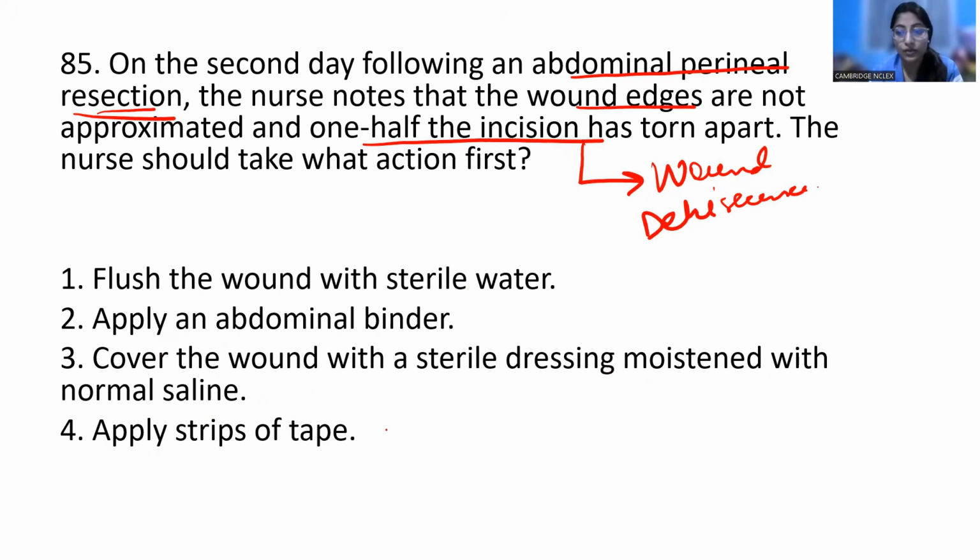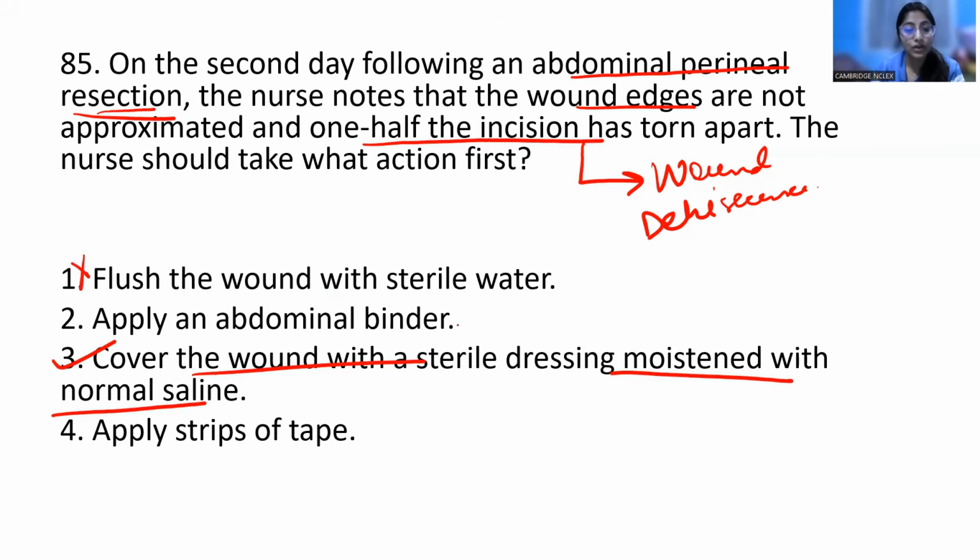So whenever there is wound dehiscence, whenever the edges of the sutures are separated, a part of the body may bulge out and that body part can dry out. So to prevent dryness and avoid further complications, always cover the wound with a sterile dressing moistened with normal saline to maintain the normal temperature and moisture of the body part. So that's the first thing we need to do. We do not need to flush the wound with sterile water at this stage. So that's not the correct option.